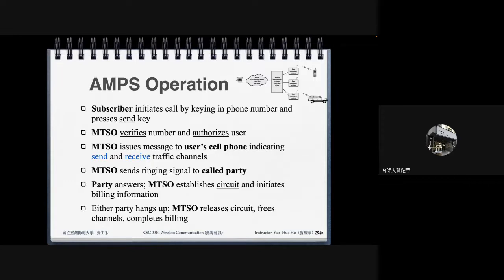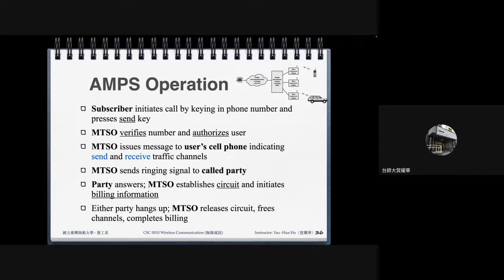Then if the destination party answers, the MTSO establishes a circuit connection from the sender to the base station, to whatever the MTSO connects to, or to the other base station, then from the other base station to the destination, and then backward. Once the circuit connection is established, the billing information is initialized. At that time, making a cell phone call was quite expensive. So they start to bill you, counting which minute you start making a call, which minute you actually establish the call, and which minute you terminate the call.